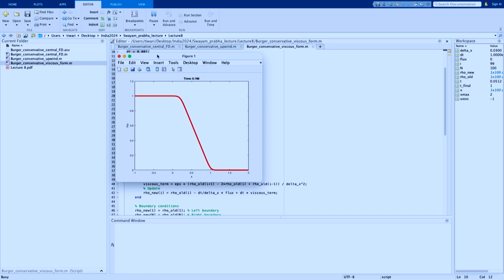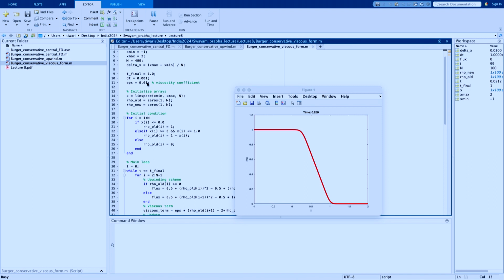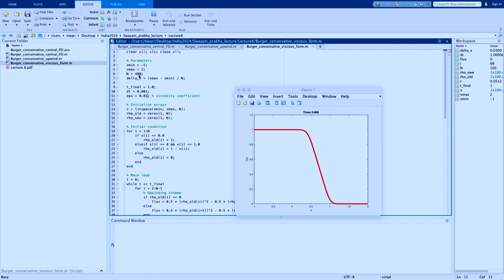My viscosity is here 0.001, and epsilon is 0.01. It is 400 points, so we can run with 100 points later. Now it is still going on because of the large number of points. It is taking a little bit longer.